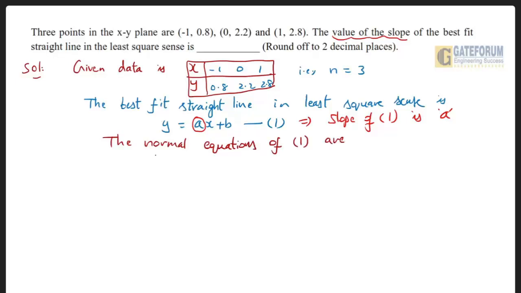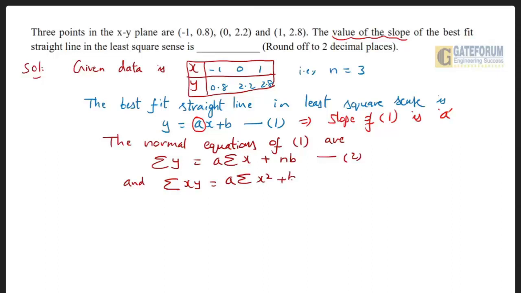For the first equation, taking summation on both sides, that is sigma y is equal to a times sigma x plus b into sigma 1, which means n into b. Okay, this is equation 2. And multiply x on both sides, then operate sigma on both sides. So sigma x into y is equal to a times sigma x square plus b times sigma x. This is equation 3. Okay.